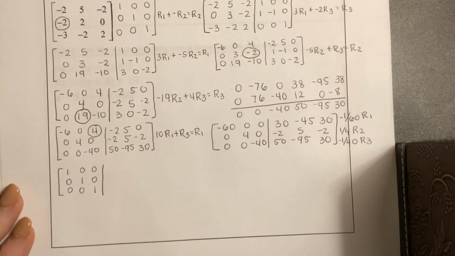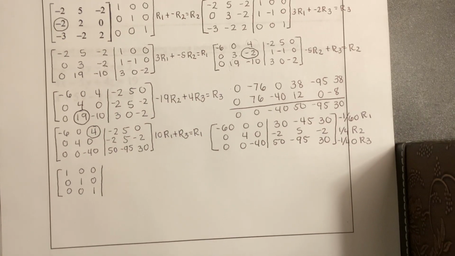Okay, so the goal is that we created that inverse on the left side, which is what we were going for. So our first row, we multiplied by -1/60.